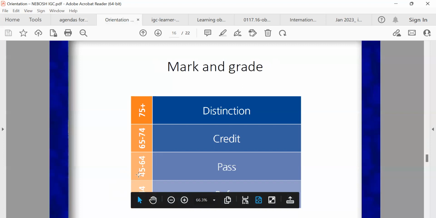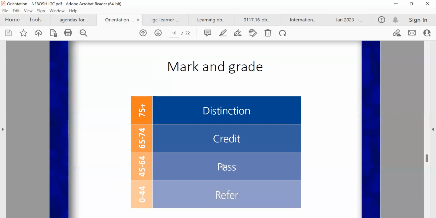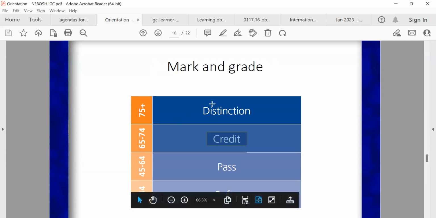If you get 45 to 64 mark, then it is considered as pass mark. If you could get 65 above and below the 74, then it will be considered as credit score. You are passed with credit score. If you could get 75 plus, then you are the distinction holder. So these are the marking grade.